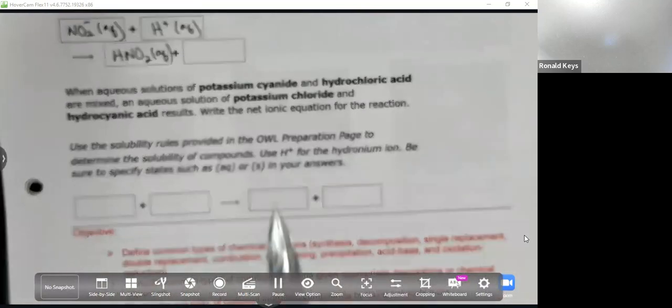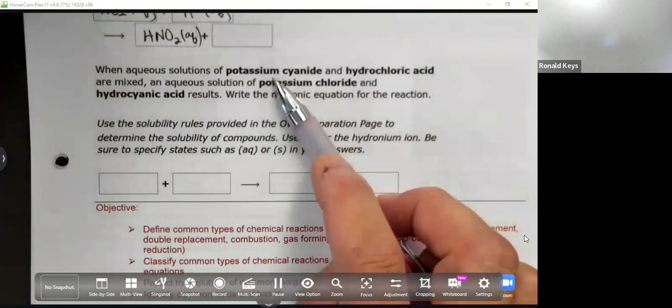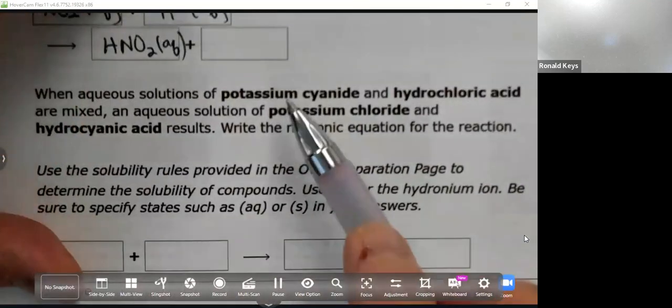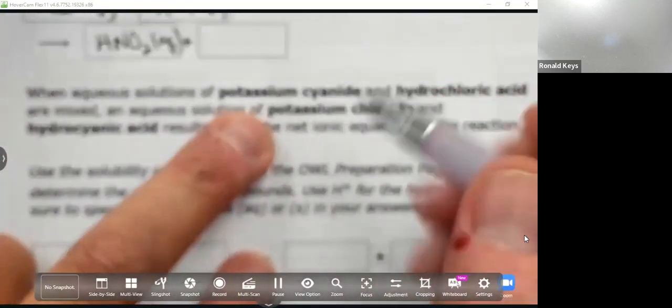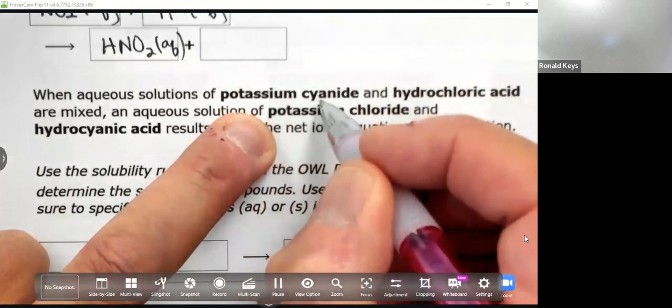All right, another OWL question. Potassium cyanide. So we need the formula for potassium cyanide. On your pink sheet, let's write it out right here. What's the formula for potassium cyanide?